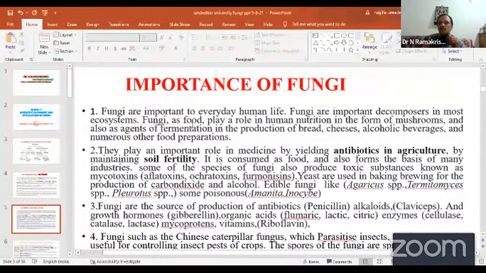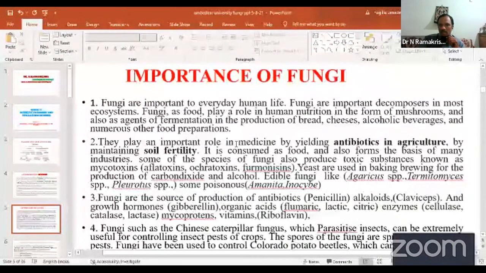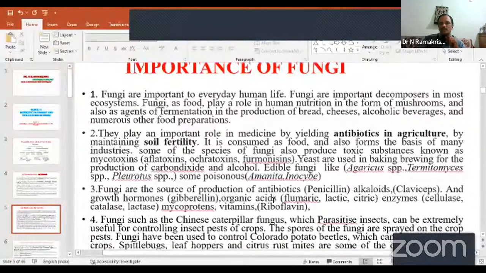Some of these fungi produce toxic substances known as mycotoxins. Yeasts are used in baking for the production of carbon dioxide and in alcohol. Some other edible fungi are Agaricus, mushrooms, and Pleurotus. These are all edible fungi. Fungi are a source of antibiotics, mainly from Penicillium, and alkaloids from Claviceps, growth hormones like gibberellins, organic acids like lactic acid and citric acid, enzymes like cellulase and catalase, and vitamins like riboflavin, all coming from fungi.